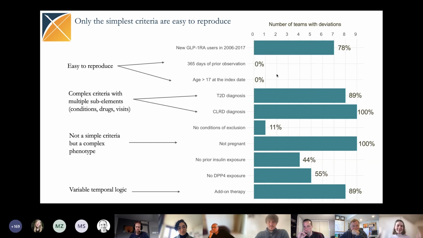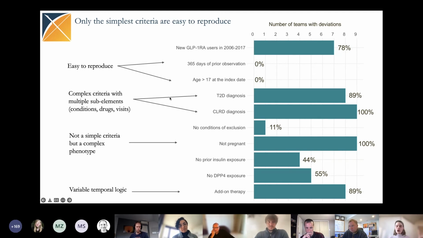And then, of course, you would think that these are the things that are very easy to get right. But when we take a closer look at the other criteria, we see that it's not that easy to, for example, represent type 2 diabetes or CLRD diagnosis. For CLRD diagnosis, none of the teams were aligned with the master implementation. And that was because those criteria were really complex, with multiple sub-elements.